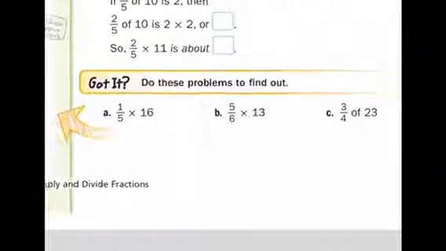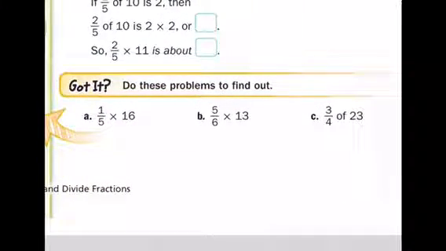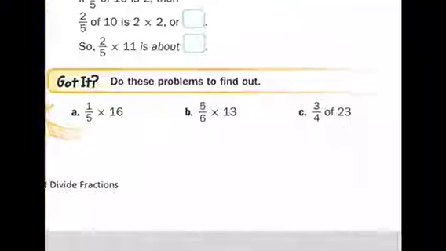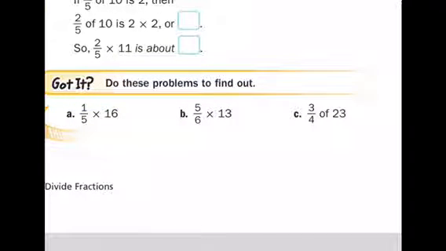So I'd like you to try B with me, and then I'll have you do A and C by yourself. So again, we're going to do B with me. So the first thing we're going to think about is finding the closest number to 13 that's compatible with that 6. So think about that. Think of numbers that 6 goes into. And if you chose 12, you are correct.